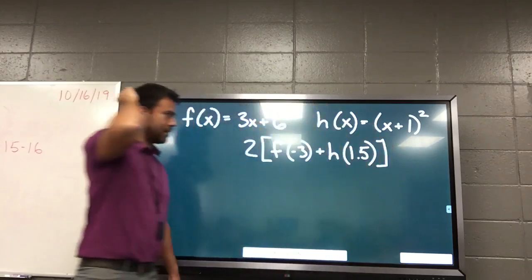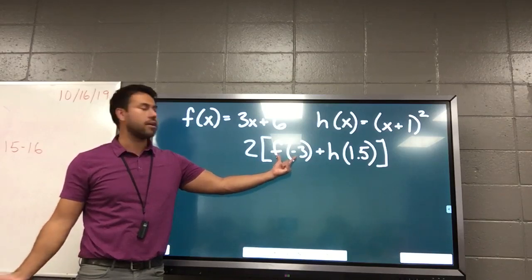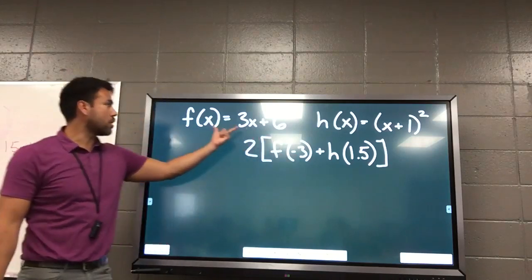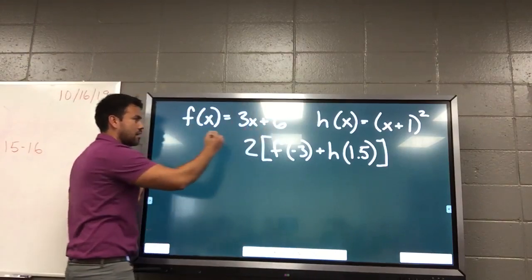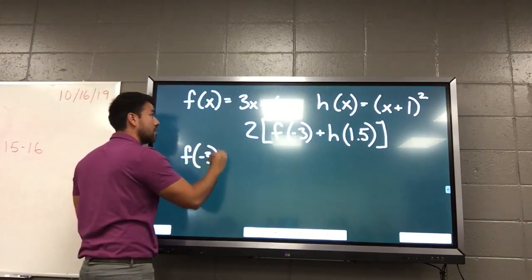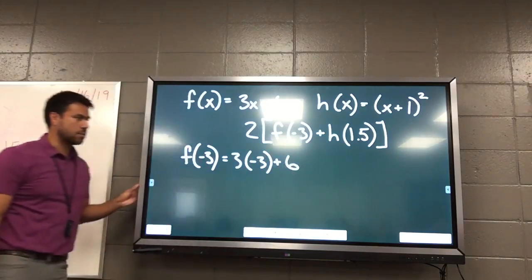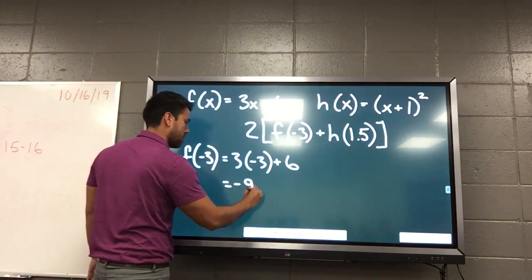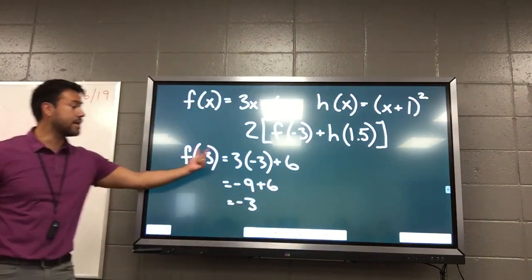All right, so this is the problem. You're like, what do I do? First, find what f of negative 3 is. And you're like, how do you do that? Well, what does x equal in this? Negative 3. So what are you going to put in for x here? Negative 3. So I'm going to put, just like I did last time, negative 3 in for x, and you're just going to simplify that. It is negative 3. So f of negative 3 equals negative 3.